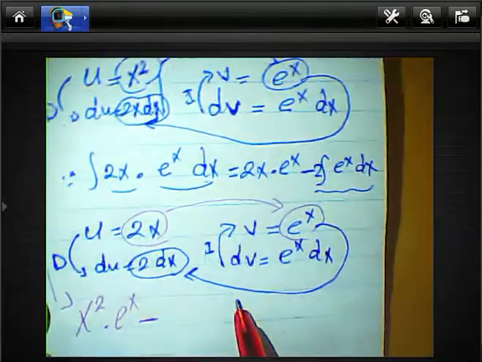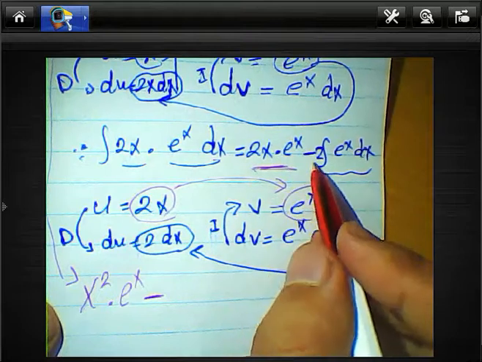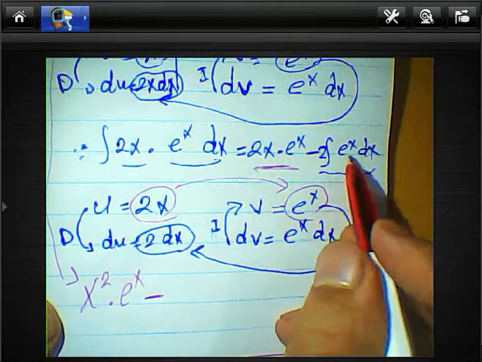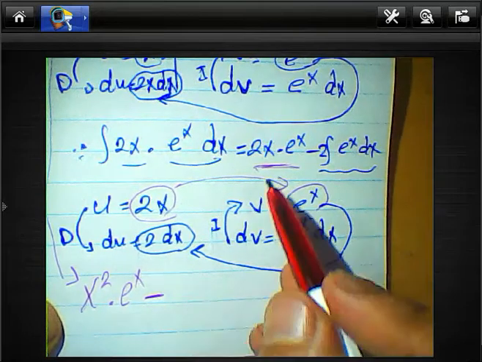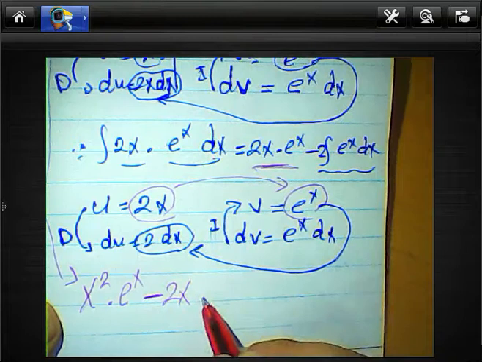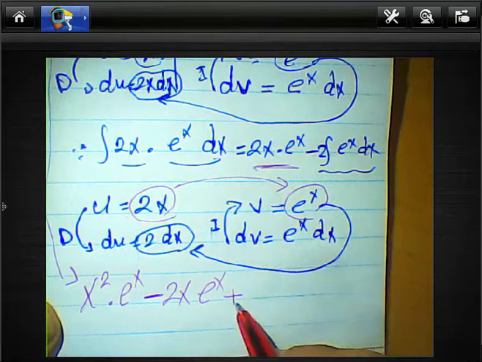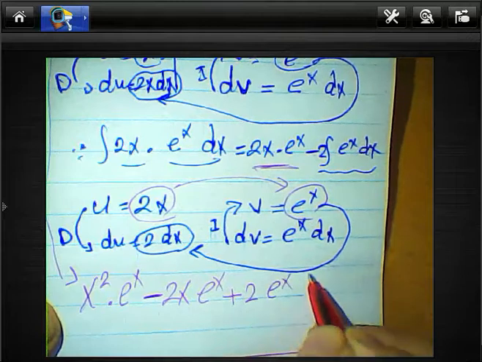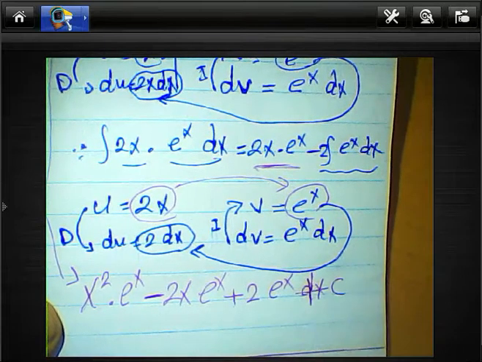The result will be 2x e power x. Subtract 2 integration of this term, but negative, we must distribute over all terms. So the result will be negative 2x e power x plus, because negative multiply negative equal positive, 2 e power x dx. The dx will cancel, and write the constant.